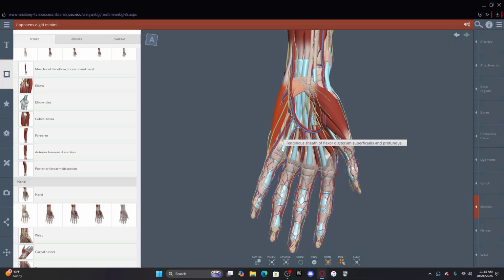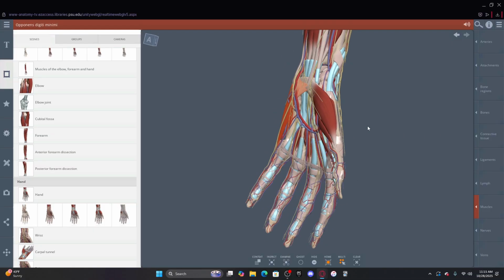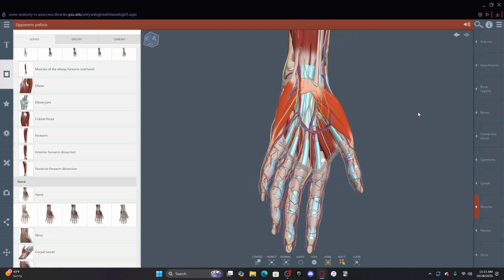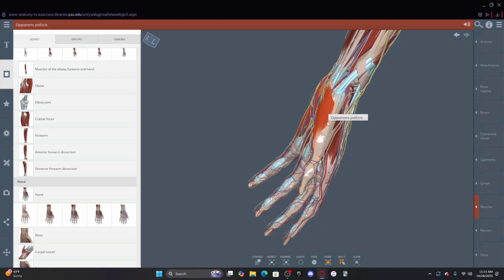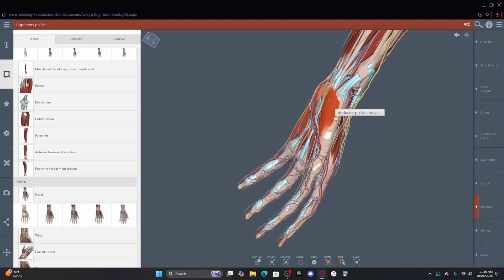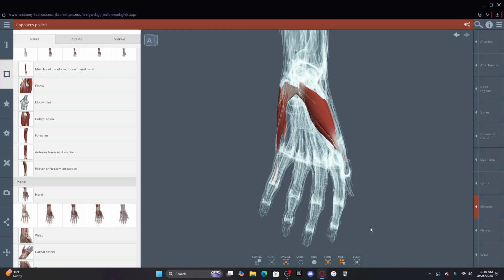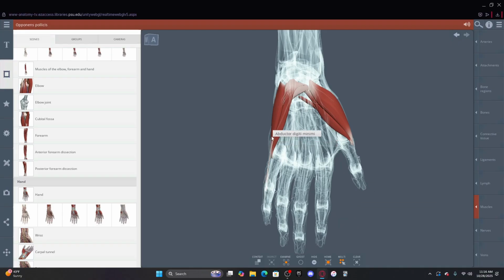And then we have our thenar muscles on the thumb side, the radial side. Those three muscles, 1, 2, 3, are the thenar muscles. So it's a group responsible for flexion, opposition, and abduction of the thumb, innervated by the median nerve. So hypothenar, innervated by the ulnar nerve, thenar, innervated by the median nerve.